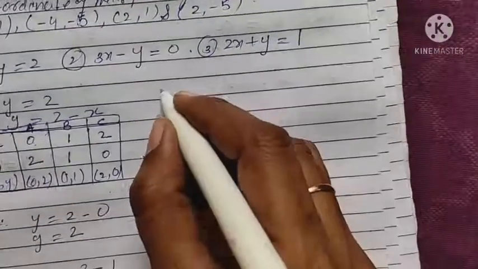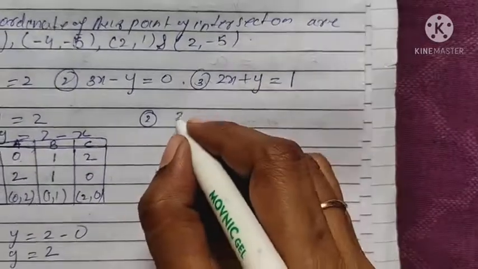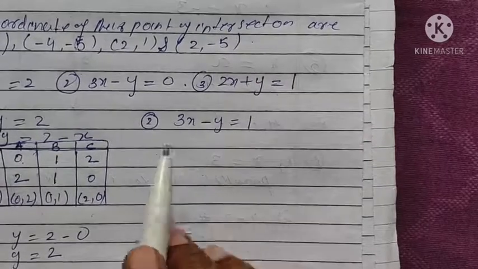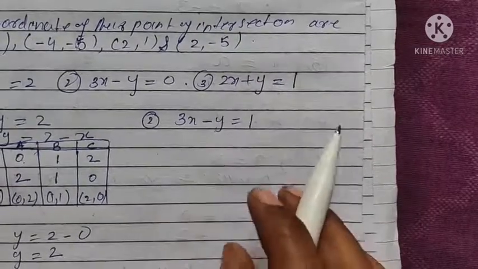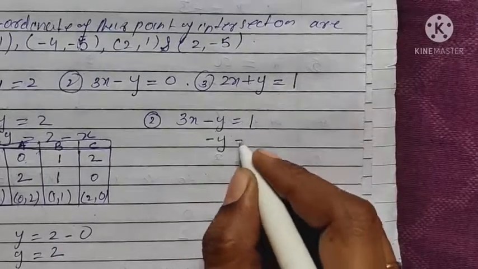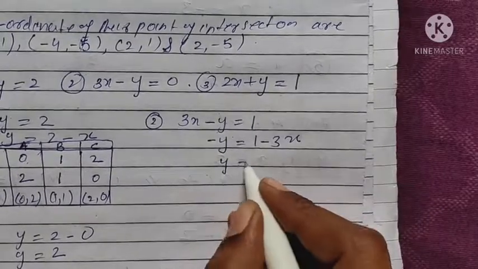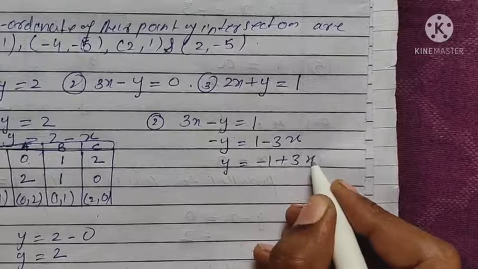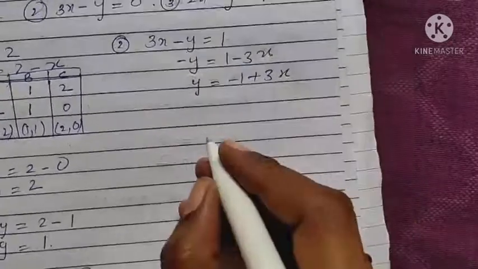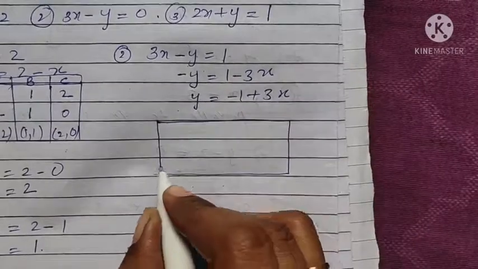Now solve the second equation. The second equation is 3x minus y is equal to 1. The x value we choose ourselves and the y value we are going to find. So arrange this equation in the form of y variable. Minus y is equal to 1 minus 3x. By multiplying with a minus sign, you get y is equal to minus 1 plus 3x. Now again solve this equation. We are taking the x value on our own.